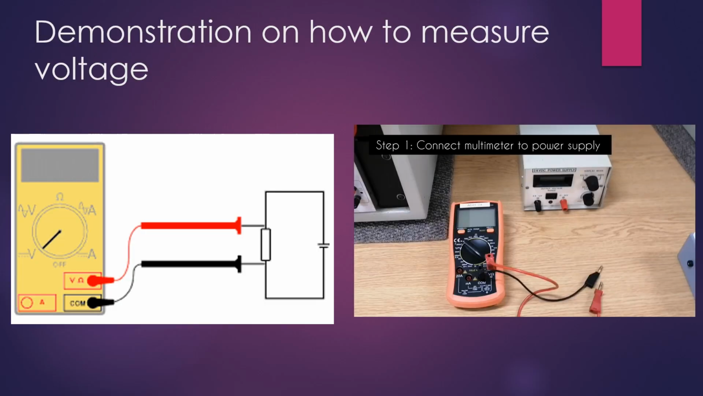On our left hand side, we have an illustration of a simple circuit. We have a resistor and we have a power supply. In order to measure the voltage across the resistor, you connect the volt ohm terminal of your multimeter to one leg of your resistor, and the COM terminal of your multimeter you connect to the other terminal of your resistor.